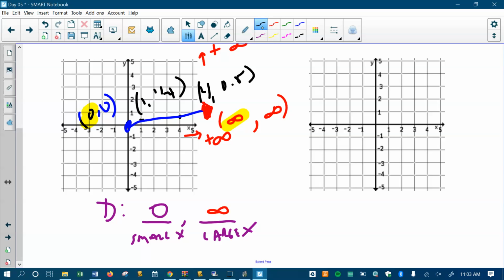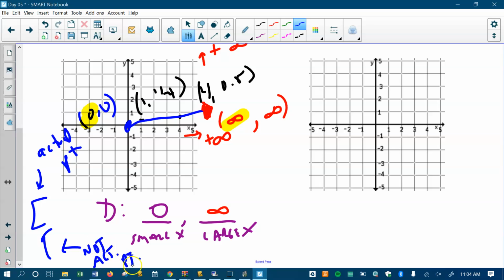Now, the way I know the brackets or parentheses: brackets are when there's an actual point, and parentheses are when there's not an actual point. There is an actual point at 0, so we'll put a bracket there. There is no actual point at infinity, so we'll put parentheses there.